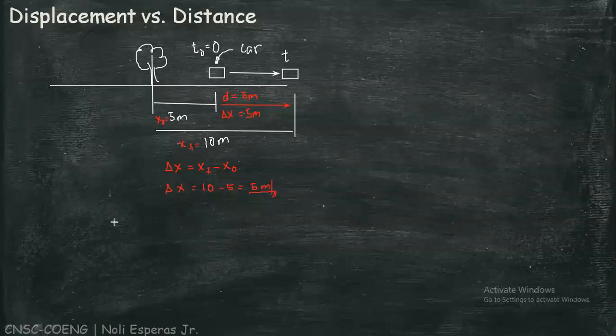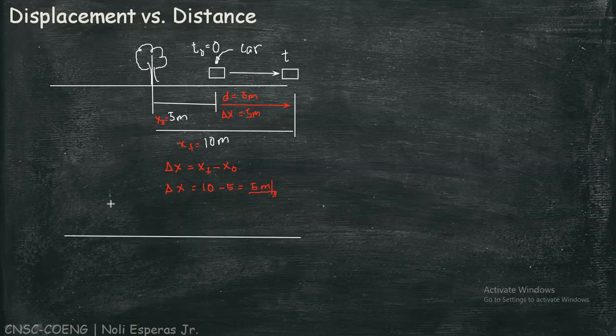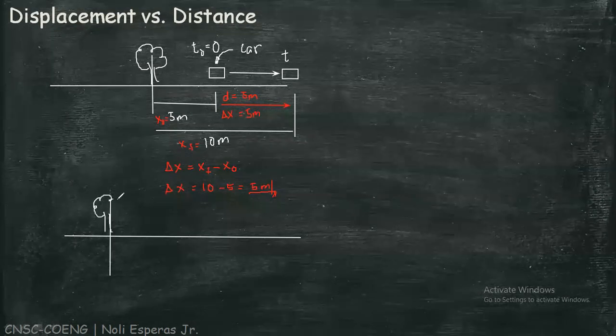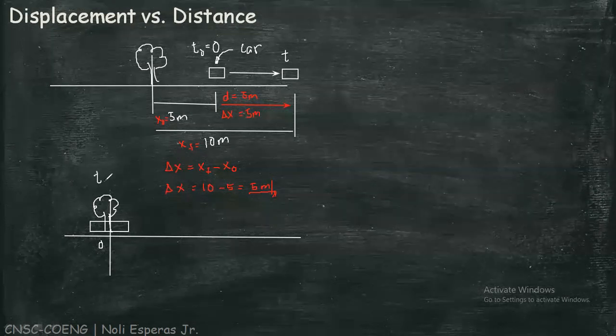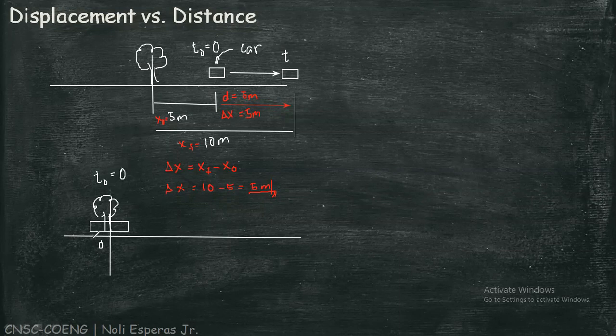Now, let's consider another example. Let's say our origin is this tree, which is 0 meter, and we have this car. The car rectangle is resting at the initial position. So our initial time is at x naught or at origin, which is 0 meter.